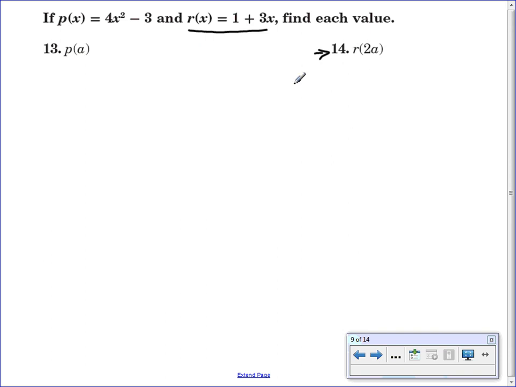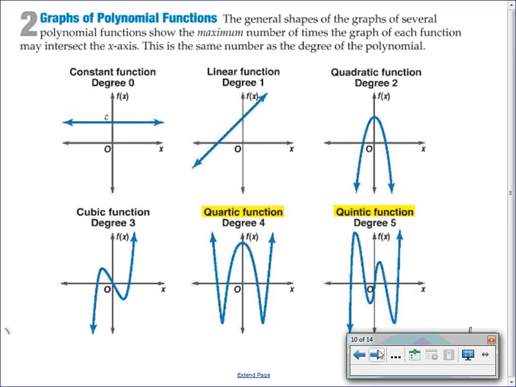Now, on this one, we're going to replace our x, not with a number, but with a term right here. That's going to be 2a. So r of 2a is equal to 1 plus 3. I'm just writing this down. Now take out the x and put in a 2a. Now simplify this expression. 1 plus 3 times 2a is 6a. That one's finished.